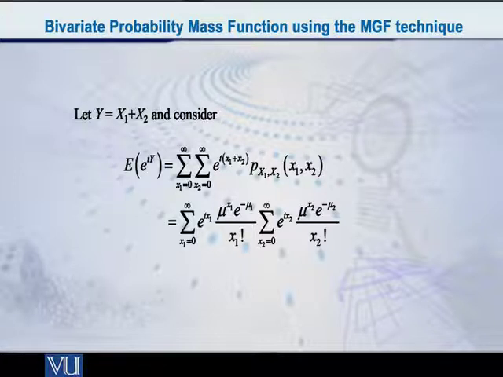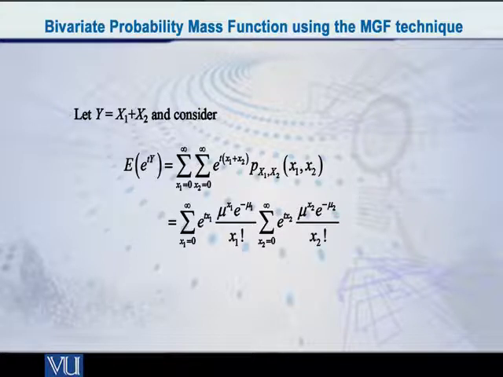And how do you define expected value in the case of a bivariate PMF? Well, it is the double summation over x1 and summation over x2 of e raised to t into x1 plus x2, because y is equal to x1 plus x2. So e raised to t into x1 plus x2, and this whole thing multiplied by p of x1 x2, यानी डबल समेशन जो है वो इस प्रोडक्ट का है, over all possible values of x1 and x2.